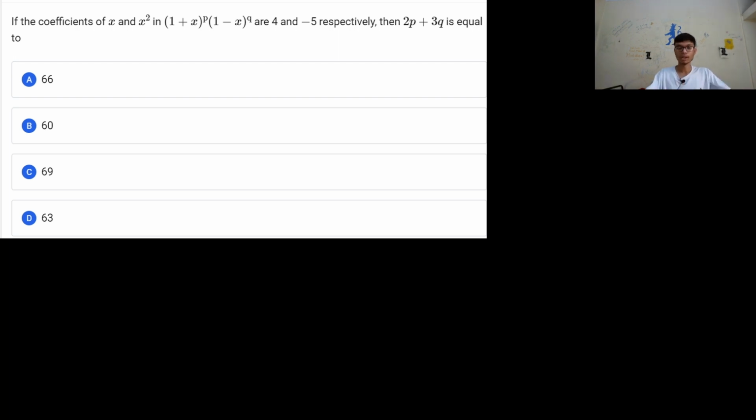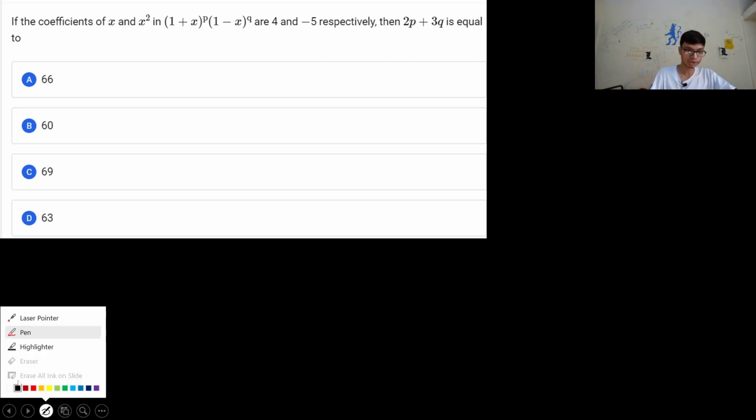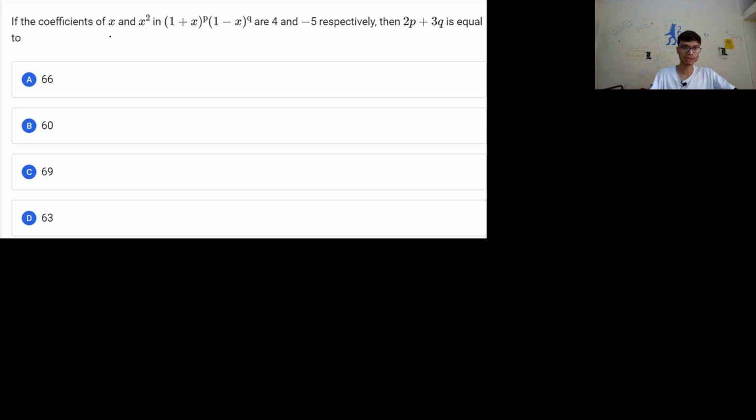So if I read the question, in the question it says, it talks about the coefficient of x and x square in this particular expansion. The expansion is not as simple as a binomial expansion, but is basically the product of two binomial expansions. So it says that the coefficient of x is 4 and the coefficient of x square is -5. From that you have to basically get the value of p and q.